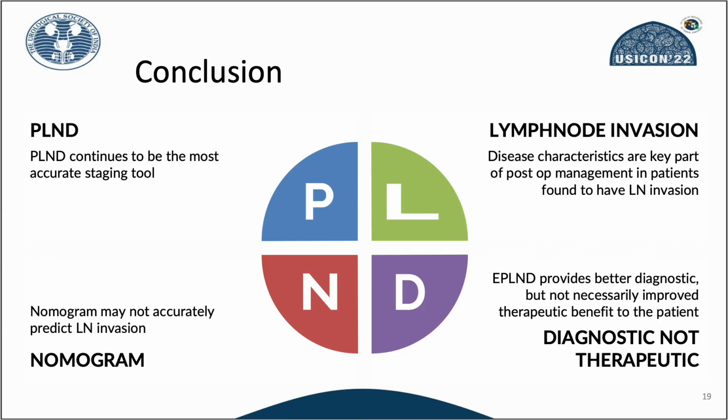So to conclude, PLND continues to be the most accurate staging tool. There are quite a few nomograms which can accurately predict lymph node invasion, but all of them are from the pre-mpMRI era. Lymph node invasion disease characteristics are a key part of post-operative management in patients found to have lymph node invasion. ePLND provides better diagnostic but not necessarily improved therapeutic benefit to the patient.